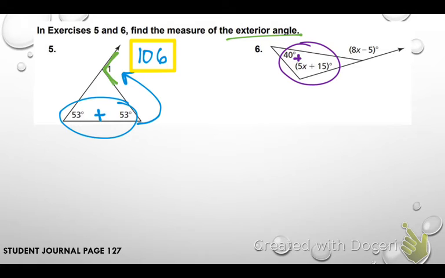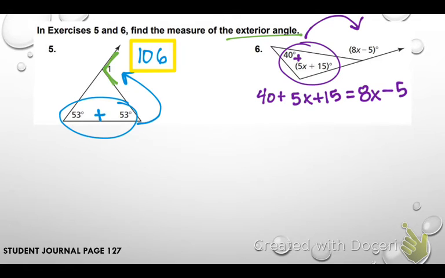40 and 5x plus 15, and they will equal 8x minus 5. So we're going to add them. 40 plus 5x plus 15 equals 8x minus 5. You have no idea how many times people have gotten this right and then done the wrong math. Please look at the screen for a second. 40 and 15 are on the same side.